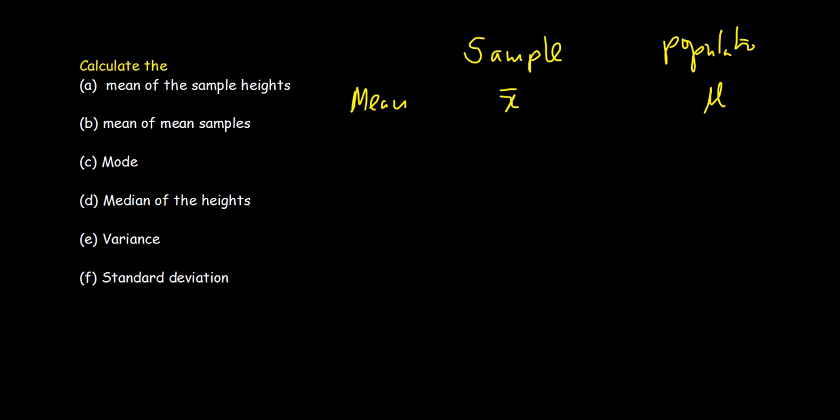It is the same with the variance or the standard deviation. Let me put the standard deviation. For standard deviation, we use S for a sample, that's an English letter. For the population, we use sigma, because population is the actual thing that you are dealing with, the actual number of people. So let's start with the mean of the sample, that's question A.